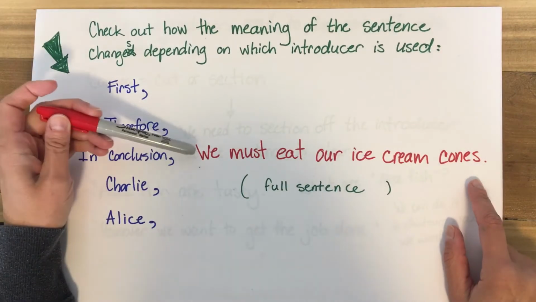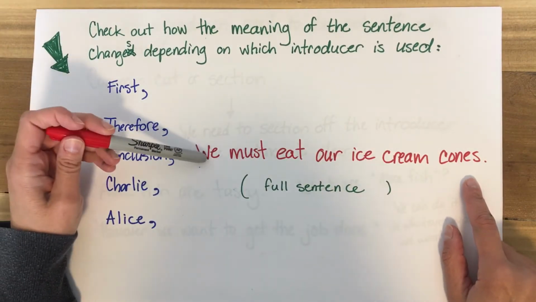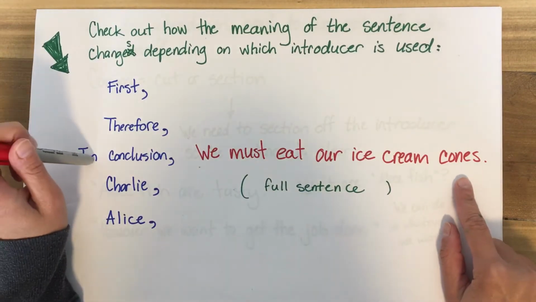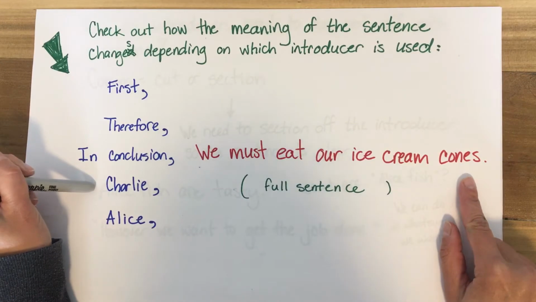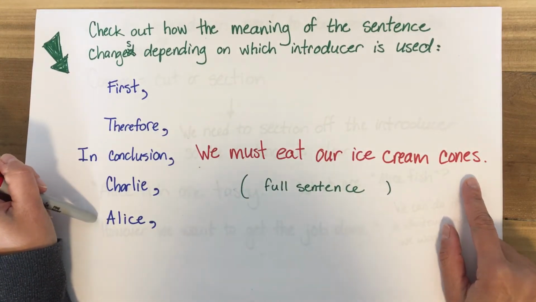So first, we must eat our ice cream cones. Therefore, we must eat our ice cream cones. In conclusion, we must eat our ice cream cones. Charlie, we must eat our ice cream cones. Alice, we must eat our ice cream cones.